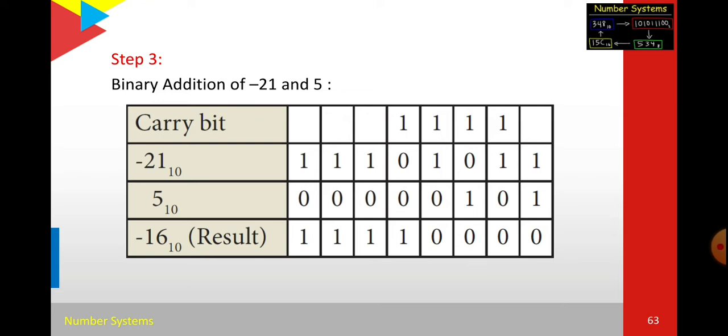Now this is the result. This is equivalent to minus 16 base 10, the decimal number minus 16 base 10. Is it clear? Minus 21 plus 5, what is the answer we get? Minus 16.